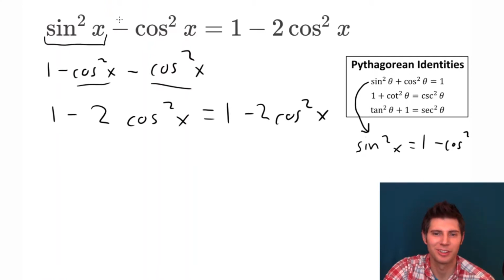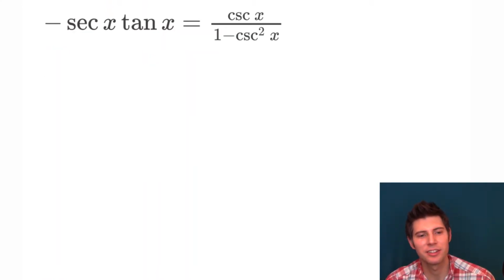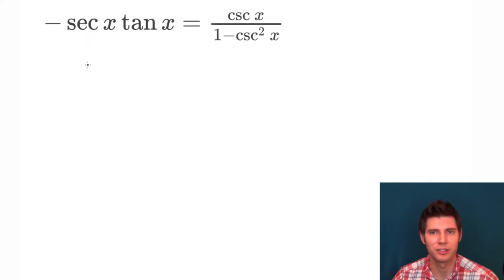Now for the next one. Negative secant x tangent x equals cosecant x over 1 minus cosecant squared x. So this is another one of those where I feel like the more simplified one is on the left. So I'm actually going to work on the right-hand side to make it look like the left-hand side.